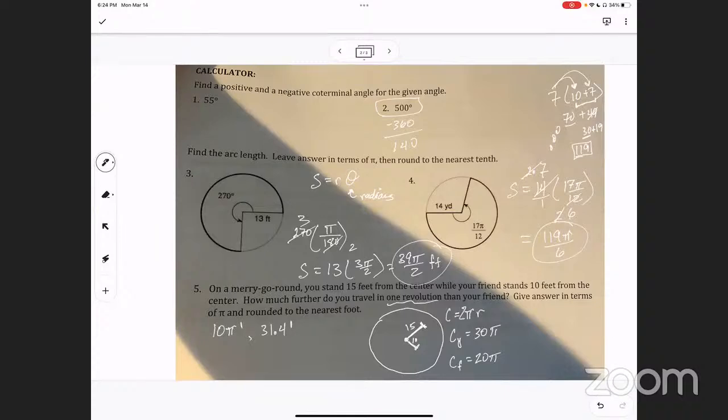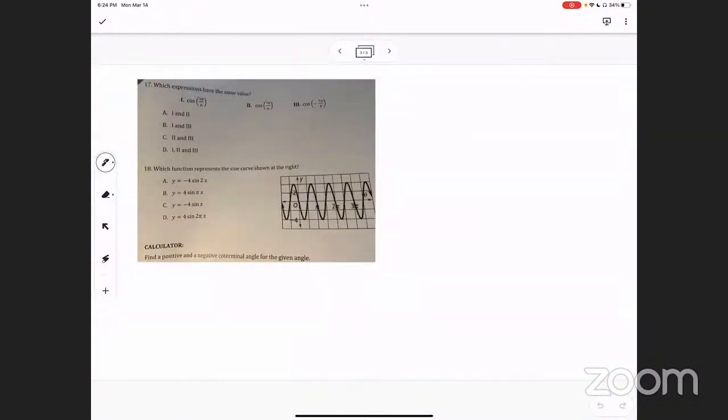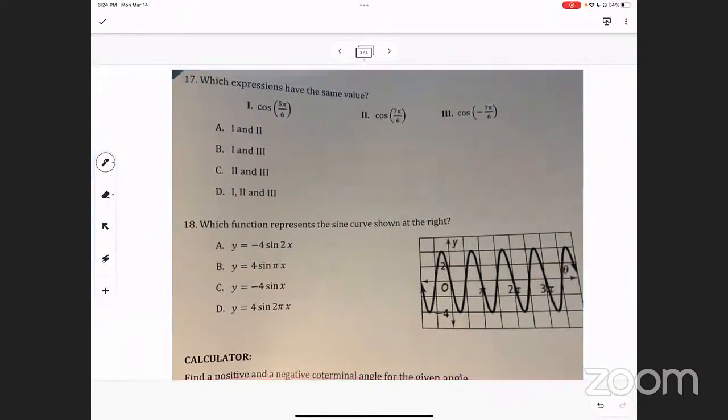It's Pi Day. Cha-ching. Yeah, it's Pi Day. On Pi Day. Crazy. All right, last page.